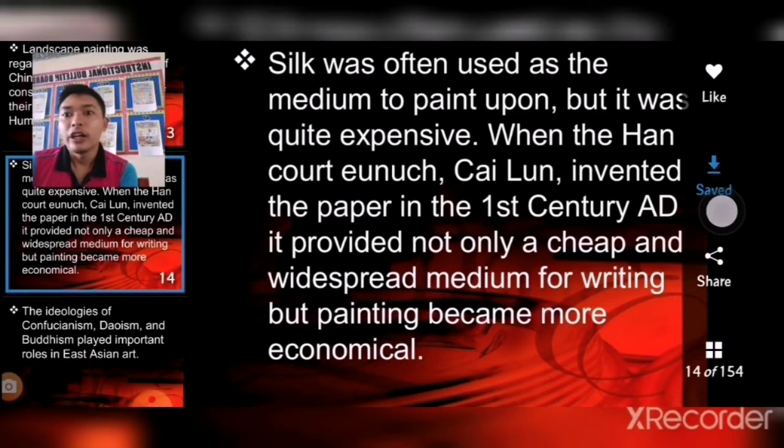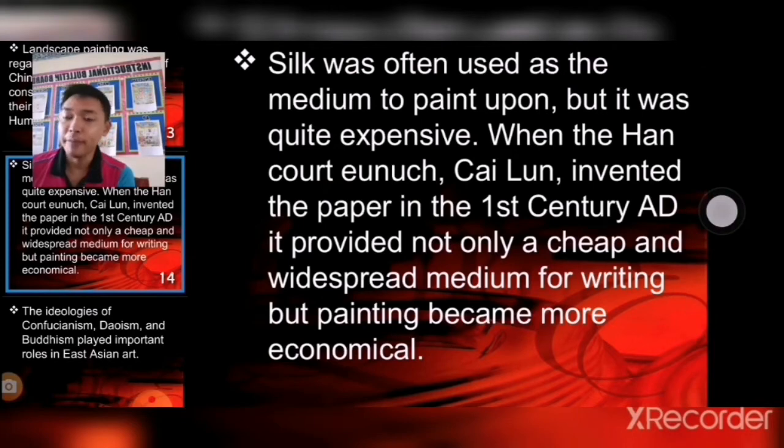Now, silk was often used as the medium to paint upon, but it was quite expensive. That means that the painters were usually the richest ones. But then, when the Han court eunuch Cai Lun invented paper in the 1st century AD, it provided not only a cheap and widespread medium for writing, but painting became more economical. That means that everybody can use it because it is very affordable regardless of their social status.